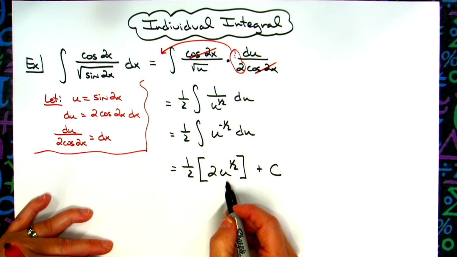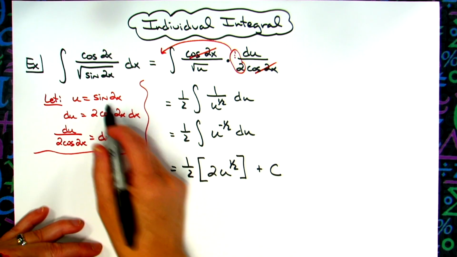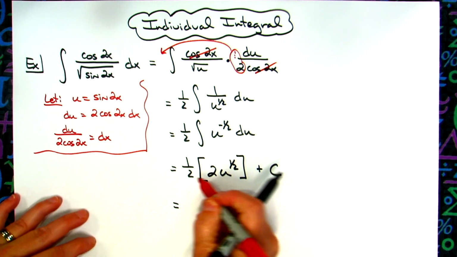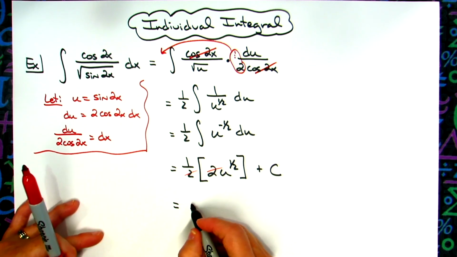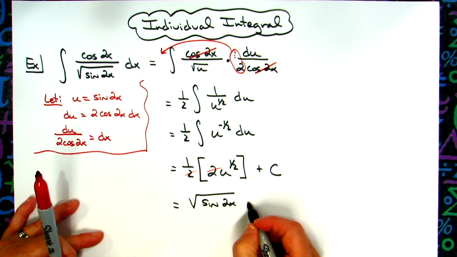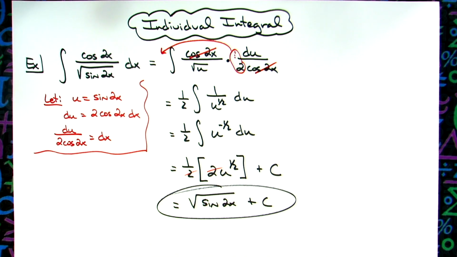At this point, we're going to go ahead and change this back into a square root and replace u with what it equals. Crossing out the 1/2 and the 2 as well. So then we're going to have the square root of sine of 2x and then plus C as a final answer. So pretty much a straightforward u-substitution there. Pretty typical there in a Calc 1 class.